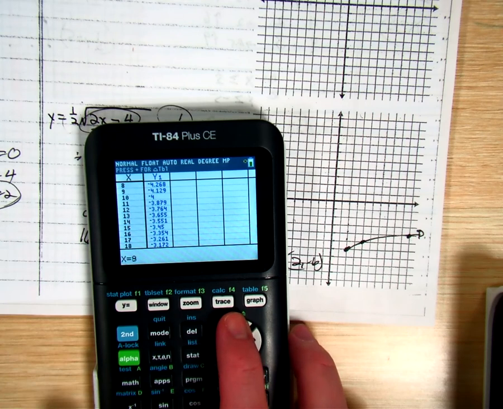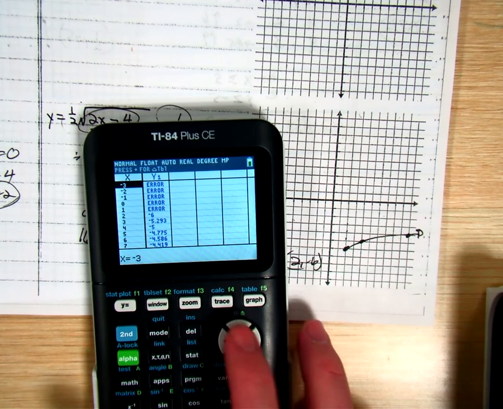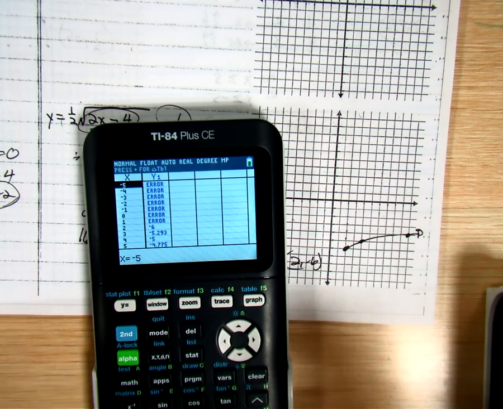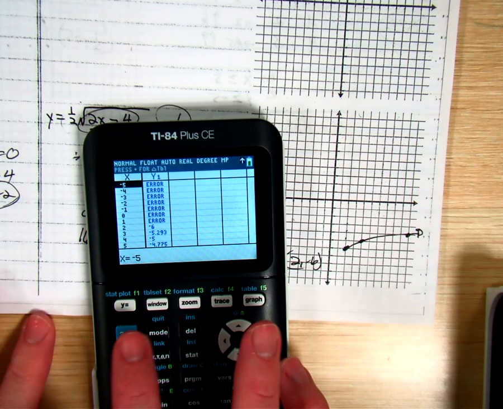Okay? If you do scroll out a ways, I'd always recommend coming back to putting 0 kind of in the middle, so the next time you do it, you don't get lost.